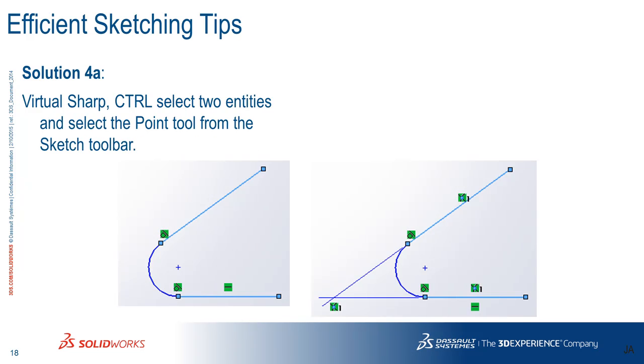So, creating virtual sharps inside SolidWorks in your sketches. A couple different ways to get this done. First thing is you can Ctrl-select 2 entities in a sketch and select the point tool from the toolbar. So you highlight the 2 items that you see on the left there, you hit the point tool, and you get the virtual sharp that you see on the right.